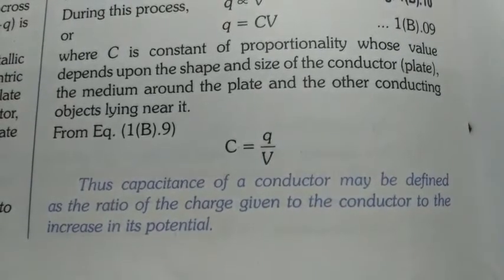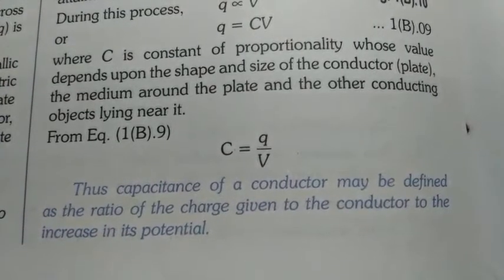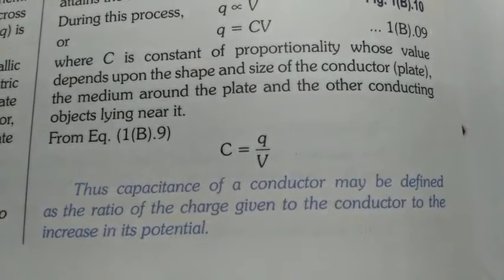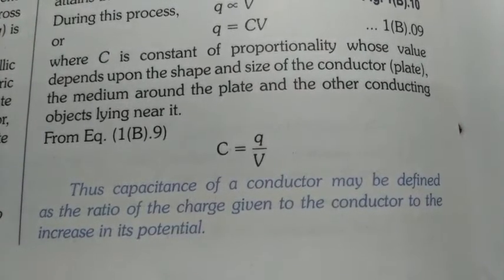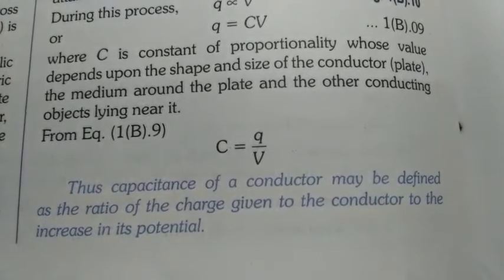How can we define capacitance? Thus, the capacitance of a conductor may be defined as the ratio of the charge given to the conductor to the increase in its potential. So the value of C is Q upon V.